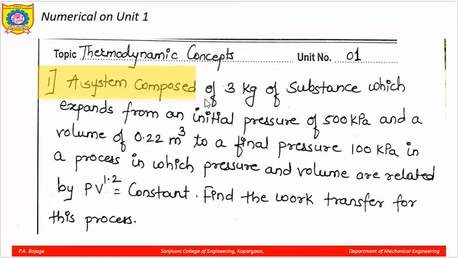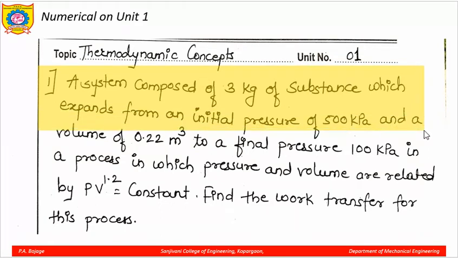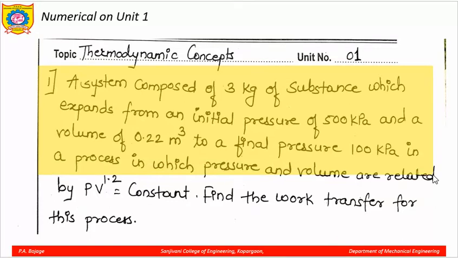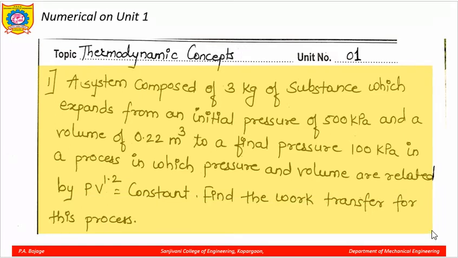A system composed of 3 kg of substance expands from an initial pressure of 500 kilopascals and a volume of 0.22 meter cube to a final pressure of 100 kilopascals in a process in which pressure and volume are related by PV raised to 1.2 is equal to constant. So, find the work transfer for this process. So, we have to find out the work transfer in this process.